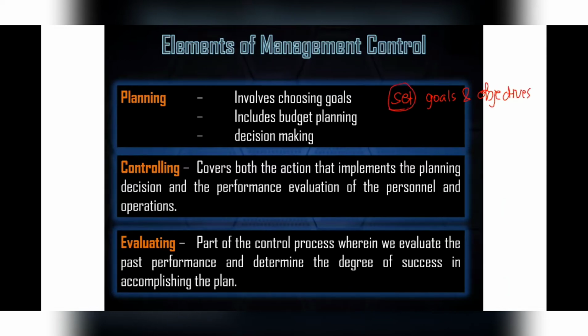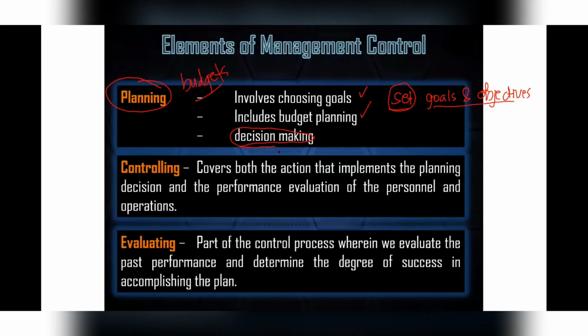Pero we do not just set, we strategize on how we are going to achieve itong mga goals and objectives na to. Hindi lang ba sa plano ng plano, kailangan mag-strategize tayo paano natin ma-achieve itong mga plano na to. Okay? That involves choosing the goals, includes the budget planning. Tulad nga na sabi natin, when plans are converted into quantitative terms, these now become your budgets. Okay? And it involves a lot of decision-making activities.